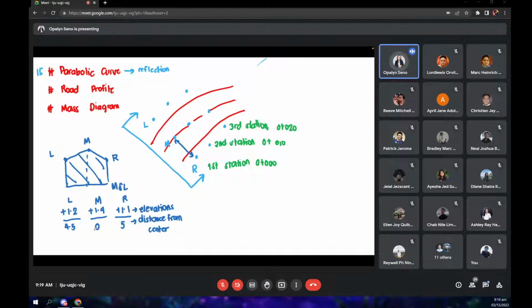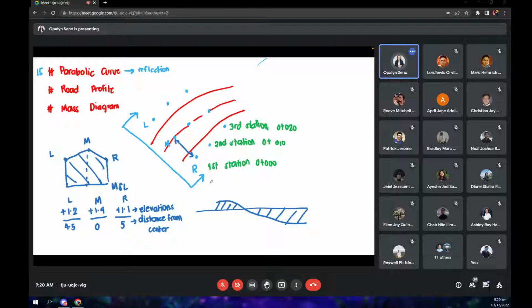Okay? So with that, we will propose a road. This is how it's going to be. For example, if this is your original road, we are going to propose a road that is straight, instead of curved like your original road. So we are going to propose a horizontal road. With that, we get what is called cut and fill. This is just an example of doing a road profile and mass diagram.